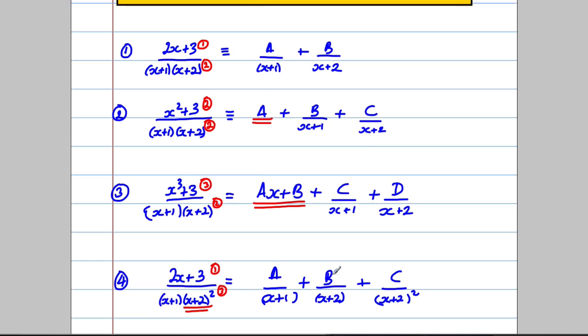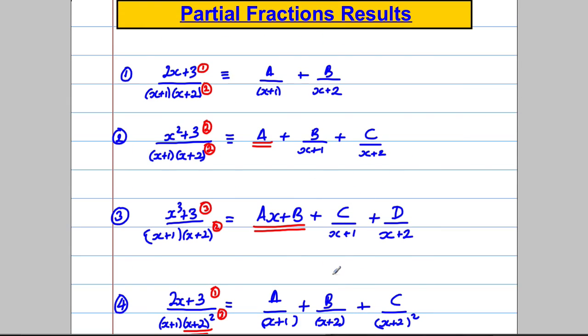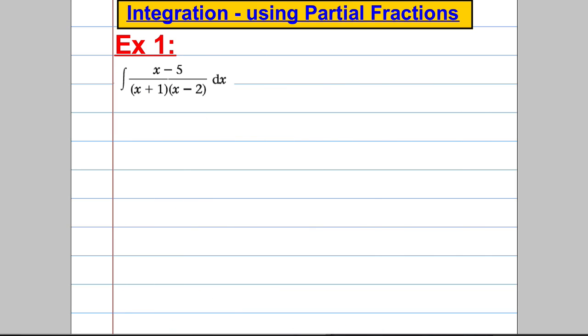And they are the main results I need to know as part of this, but I'm not explaining those results here. You need to look in the partial fractions videos for where those results come from and why they work, but they're the results we're going to be using in this video. Okay, so let's do this by way of an example.